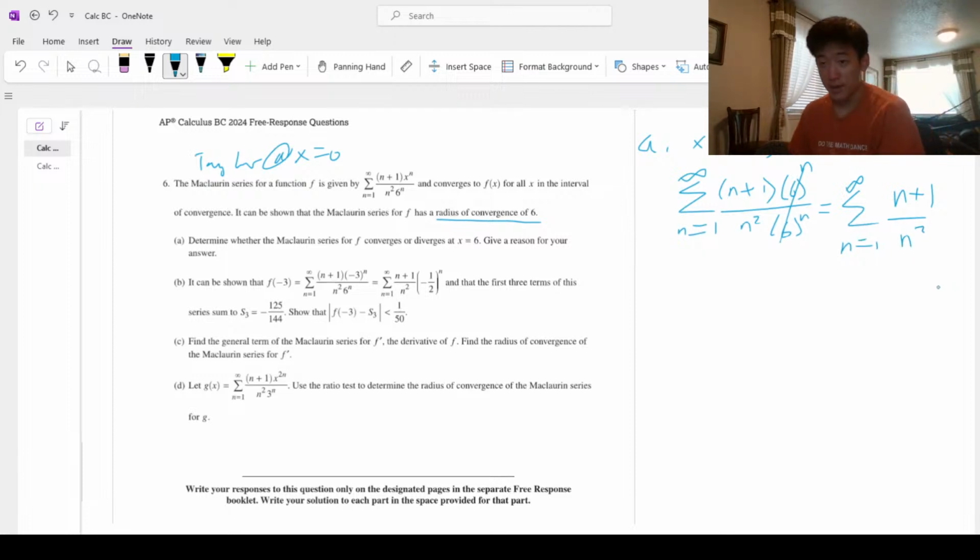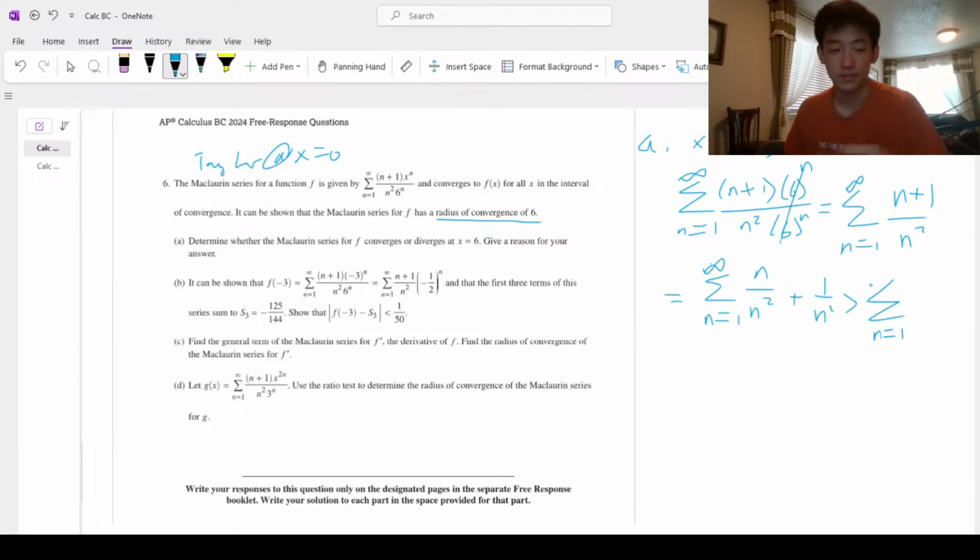Now, at this point, you have a couple of options. You can break this down. Because I don't like writing, I'm going to do it this way. I'm going to split up the fraction into n over n squared plus 1 over n squared. And I'm going to argue that this is greater than the sum from n equals 1 to infinity.